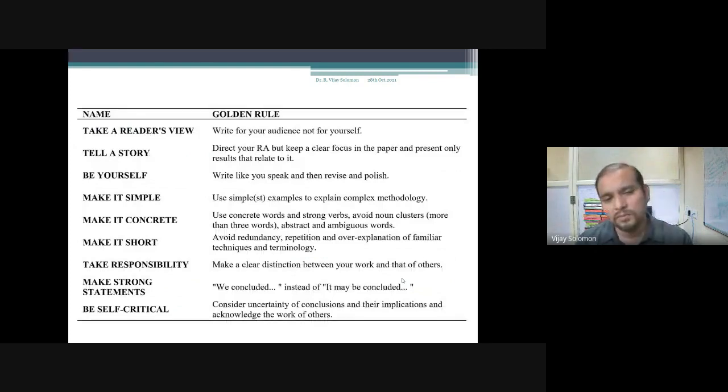A few golden rules. Take a reader's view. If you write something, think about that, writing for the audience. Tell a story. Always remember that we love storytelling, and your paper should be one of that kind. Be yourself. Being non-native speakers of English, we do have our own limitations. We do have our own usage of language, and let us believe that we can write a beautiful story in our own terms. Use very simple sentences to explain things, and simple examples to explain complex methodologies. Make your statements concrete and short, very precise and concise.